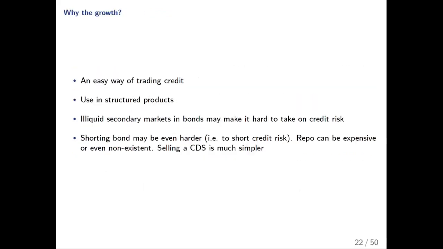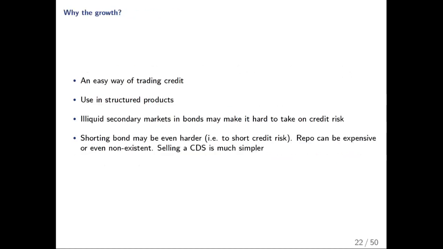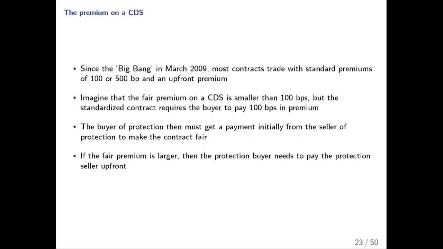All right, so why are they so popular? Two reasons. Shorting bonds is difficult because the corporate bond market is super illiquid, and we're going to see that shorting CDS is equivalent to shorting corporate bonds, which is equivalent to buying a CDS. Secondly, it's an easy way for firms to manage risk. So there are two sides of the coin: speculation and hedging. Okay, and that's why we see the enormous growth.